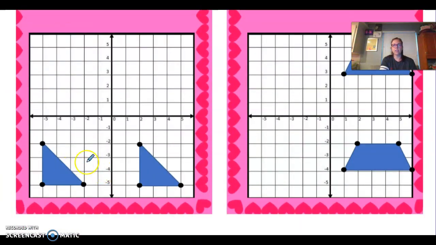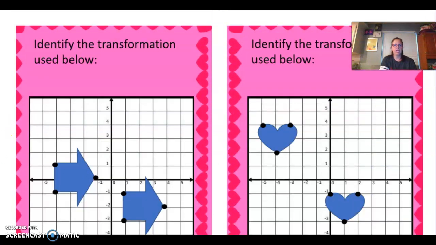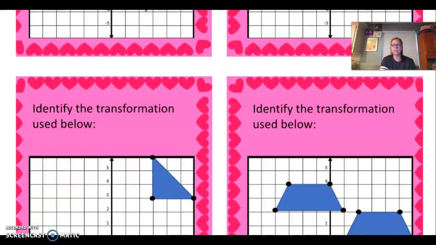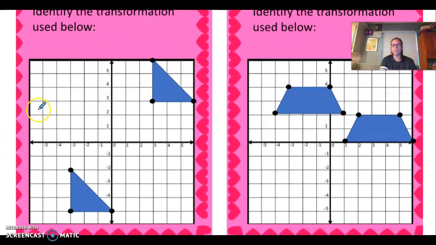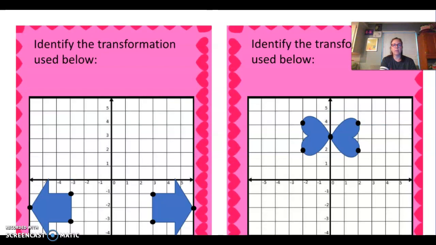Let's see what else we got. Here's a good one. This is just slid right over. This one just slid right down. Same here. These are all slides. Now they may have slid twice, over and left, but you see how they're facing the same direction. If they were rotated or flipped, they wouldn't.